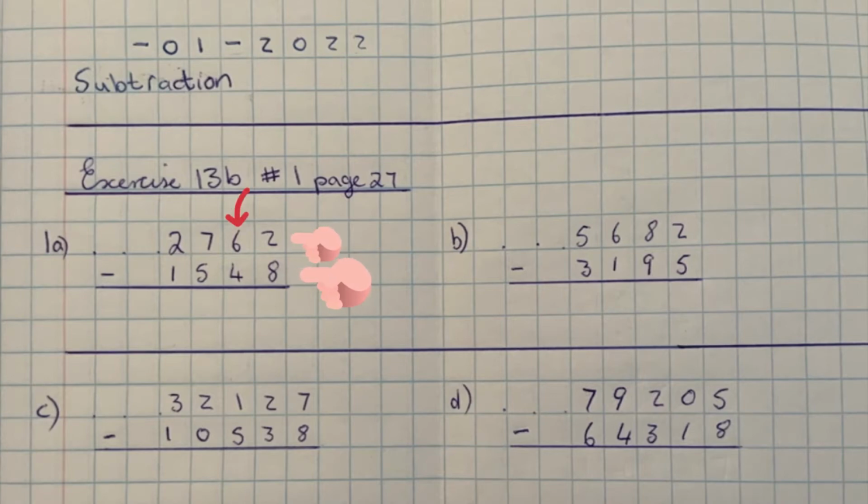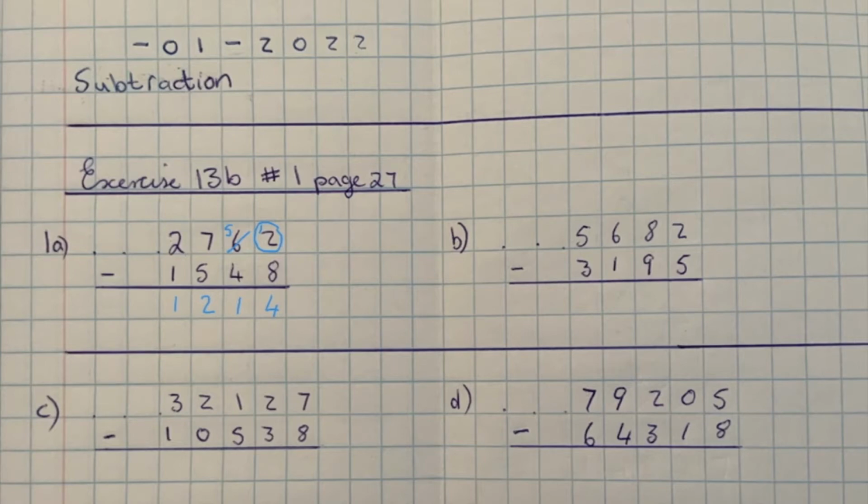So we go to the neighbor, which is a 6. And we borrow from the 6, therefore it becomes a 1. The 1 that we've borrowed comes next to the 2. Look at this number as if it's a 12. 12 minus 8 is 4. 5 minus 4 is 1. 7 minus 5 is 2. And 2 minus 1 is 1.